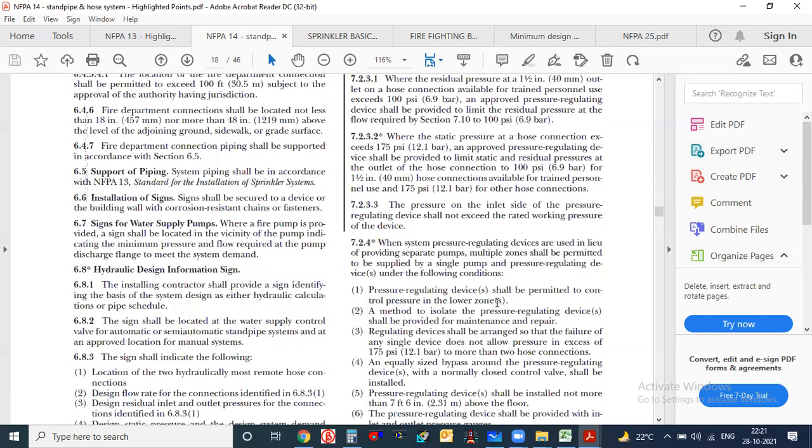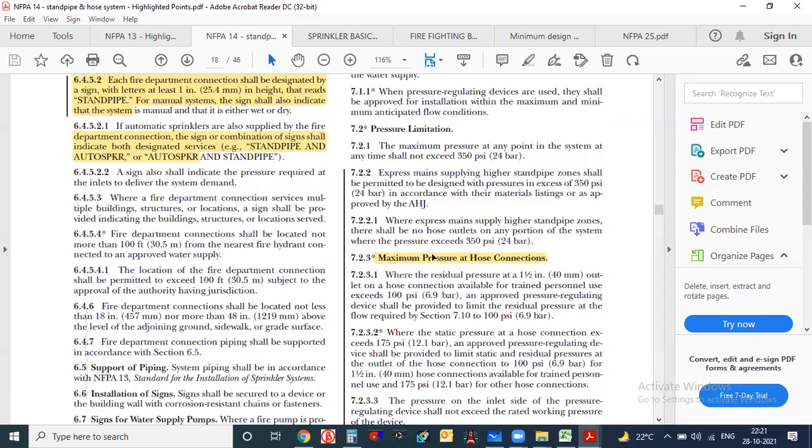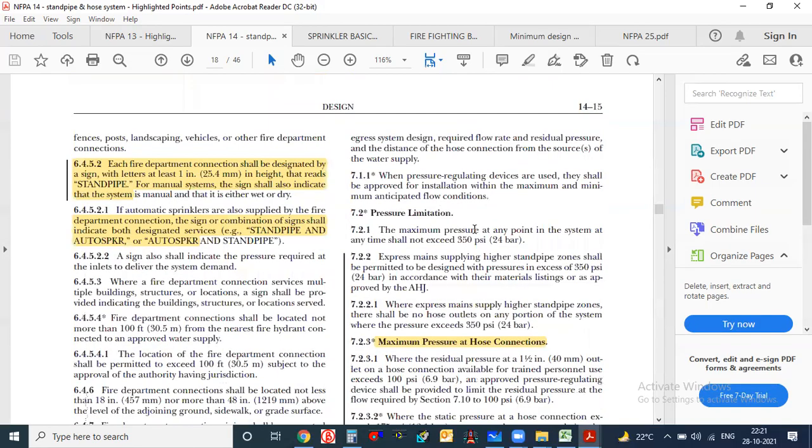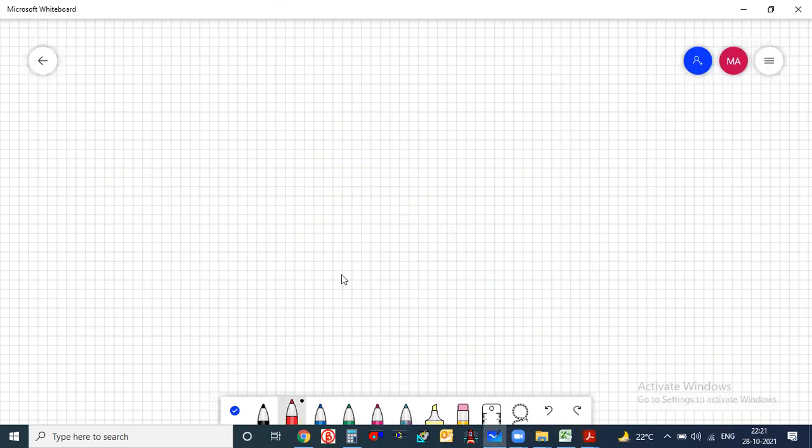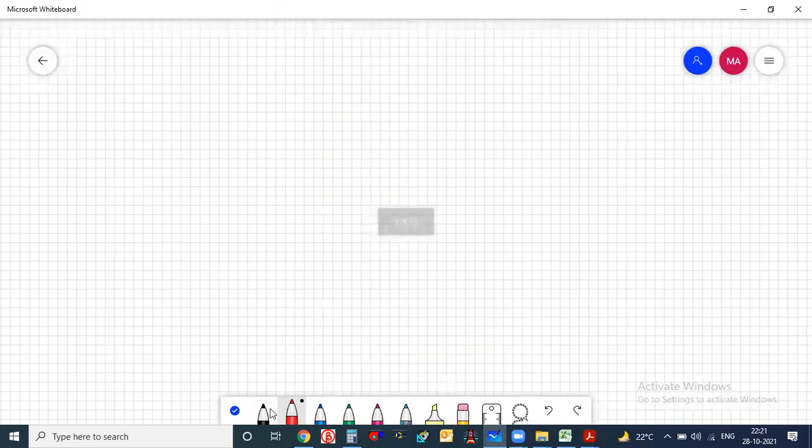Now this is the most important point: maximum pressure at hose connection. Pressure limit 4.5 bar. Now you see here they are talking about the maximum pressure at any point in the system at any time, which shall not exceed 350 psi. Now just try to relate everything.